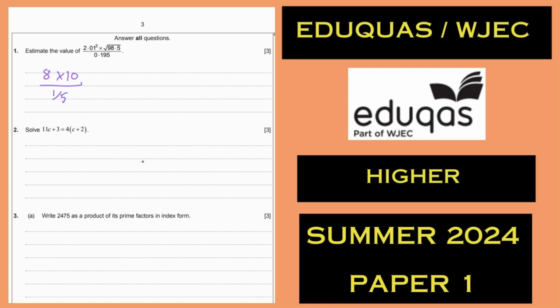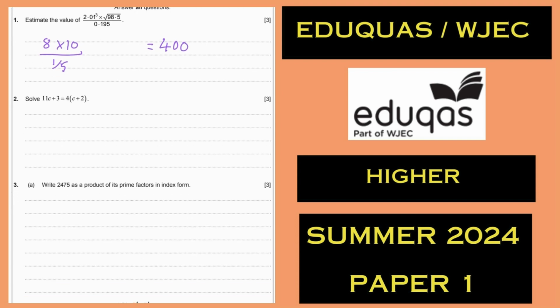How do we divide by a fifth? It's the same as multiplying by 5. 8 times 10 is 80, times 5, 400, makes a good estimate.